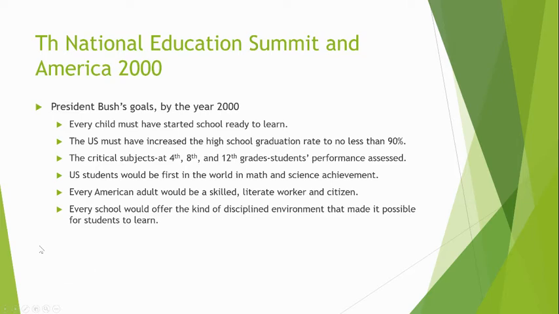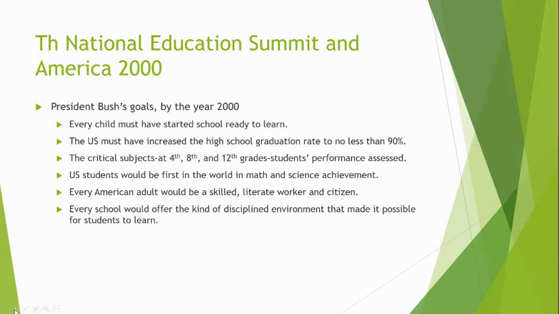So President Bush's goals by the year 2000 were that every child must start school ready to learn. The U.S. must have increased the high school graduation rate to 90% or better. Critical subjects, 4th, 8th, and 12th grade performance are assessed. U.S. students would be first in the world in math and science achievement. Every American adult would be a skilled, literate worker. And every school would offer the kind of disciplined environment that made it possible for students to learn. Now we know that all of these are not exactly true, but it's good to have a goal.